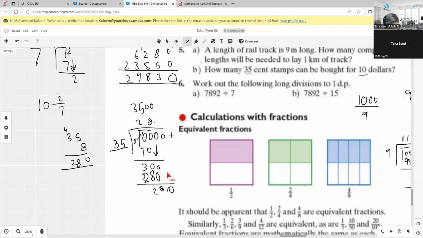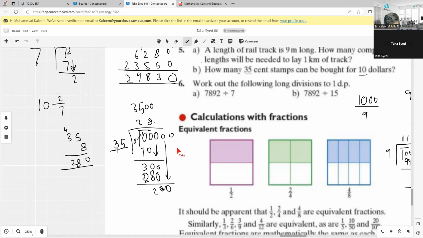you can take as many zeros as you want. But there is a condition on that. You have to bring only one zero at a time. You cannot bring two zeros simultaneously. If you want to bring two zeros simultaneously, you have to put a zero in the quotient. So this zero is here.